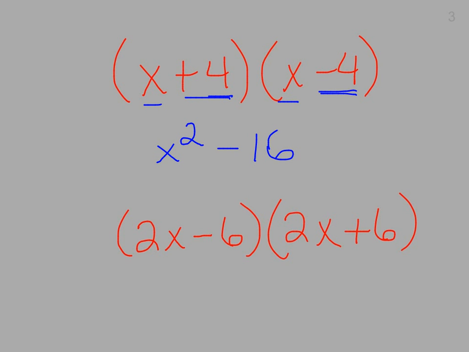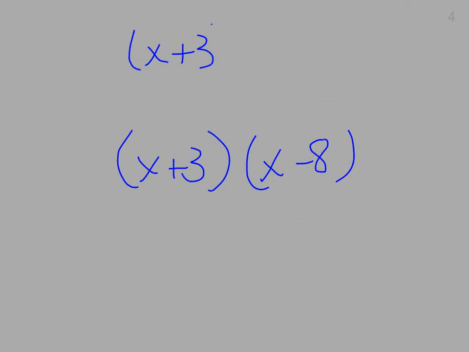So doing this one, we're going to multiply the two first terms. 2x times 2x gives you 4x squared. And then multiply the two last terms. Negative 6 times 6 gives you negative 36. And again, this only works when it's the same thing, just one's plus and one's minus. So if you had, say, x plus 3, x minus 8, that doesn't work because it has to be the same. So x plus 3, x minus 3 would work. But not when the last term is not the same.